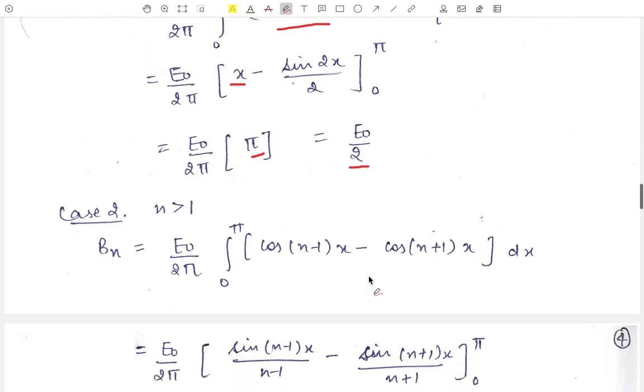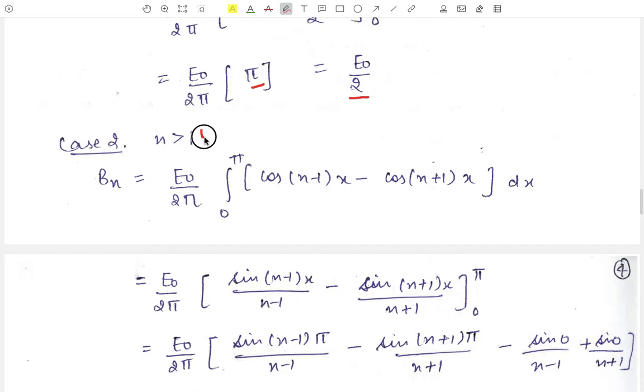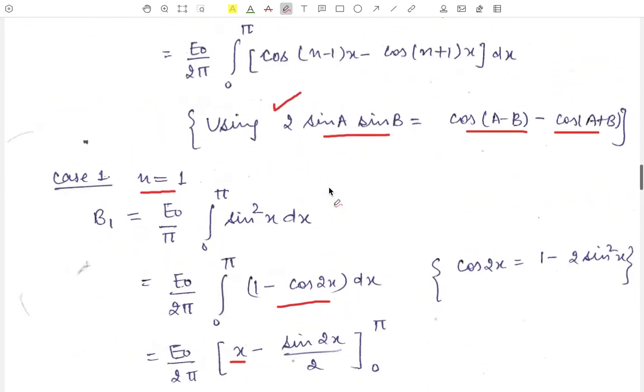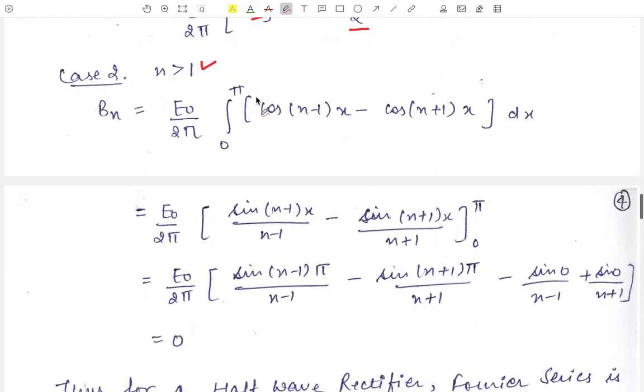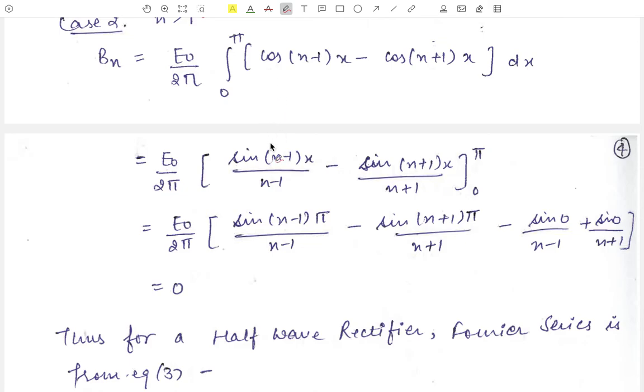Now for the rest of the values of n, that is n greater than 1, the value of bn is E naught upon 2 pi integration 0 to pi cos of (n minus 1)x minus cos of (n plus 1)x dx. We found this value here. From this equation we move ahead. The integration of cos is sine, therefore the integration of cos (n minus 1)x is sin of (n minus 1)x upon n minus 1, minus sin of (n plus 1)x upon n plus 1, between the limits 0 to pi.